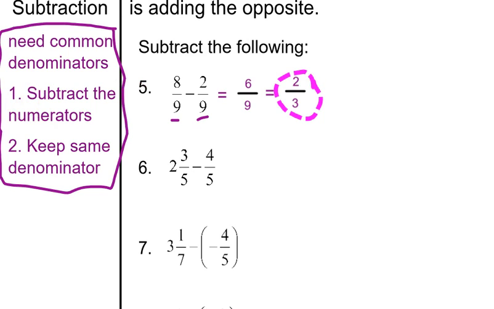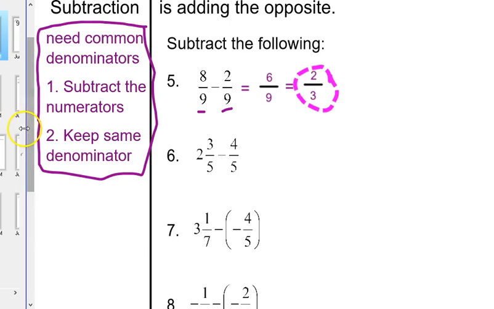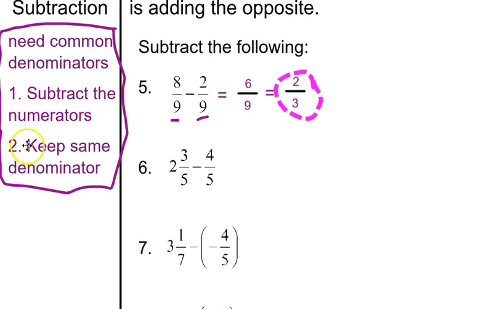Number 6, we have 2 3/5 minus 4/5. So now we have something called a mixed number right here. It's when you have a whole number and a fraction put together, 2 3/5.